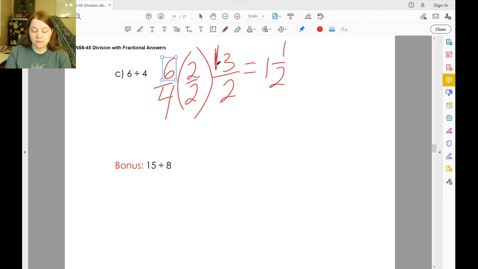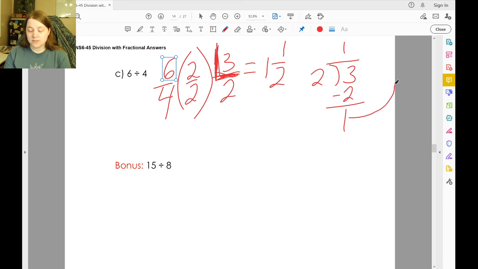I'll show you making the L and dividing. 3 on the inside, 2 on the outside. 2 times 1 is 2, left with 1. This 1 goes all the way up in the numerator, making it 1 1/2.